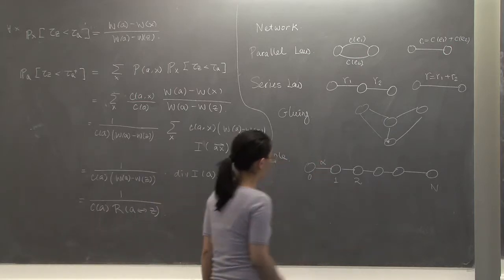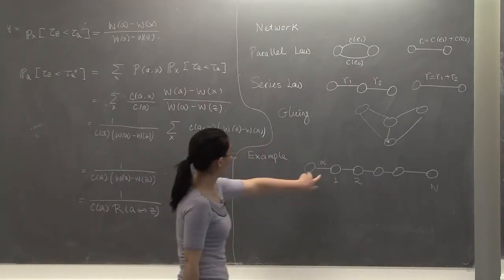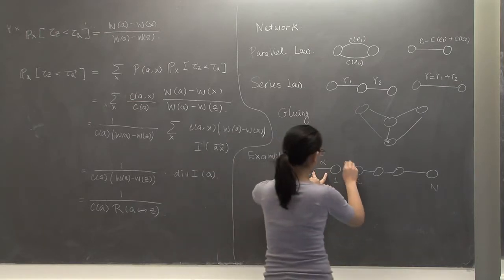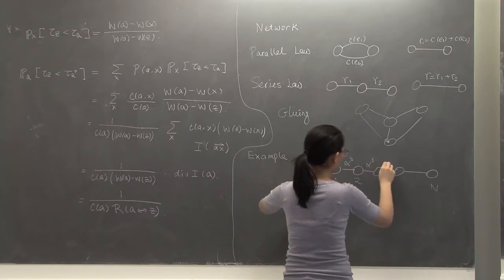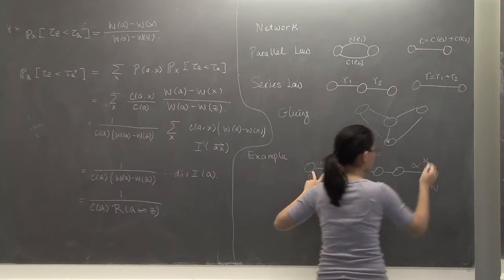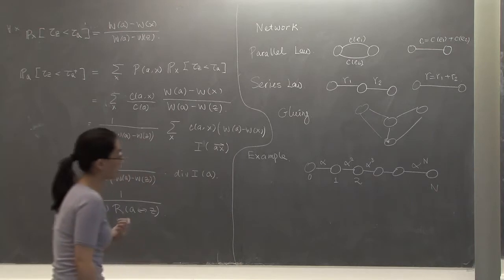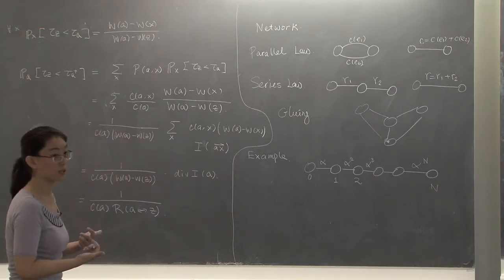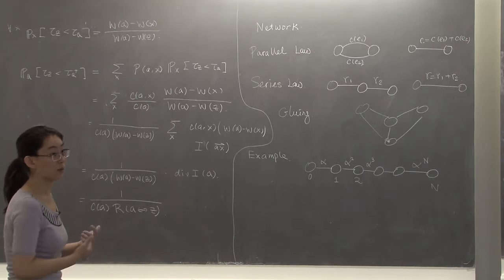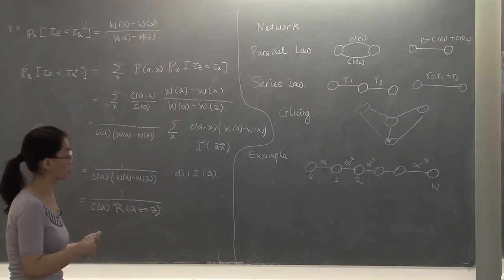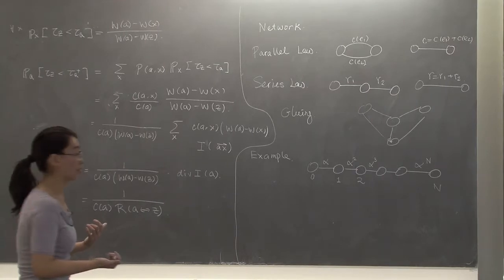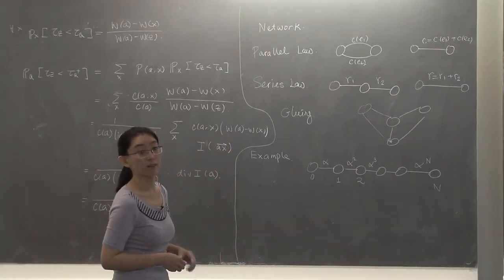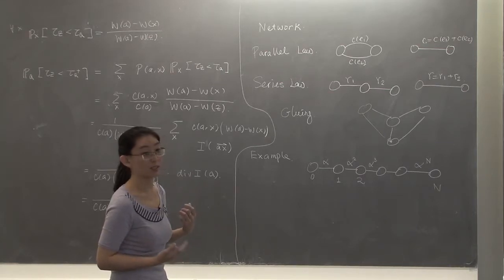So we fix a constant alpha. The conductance on the first edge is alpha, the second is alpha squared, and alpha cubed, and finally this is alpha to the n. Here we see that if alpha equals 1, then this is just a network with unit conductance, and the random walk on this network is just simple random walk on this interval. But if alpha is different from 1, then this is what we call the weighted random walk.